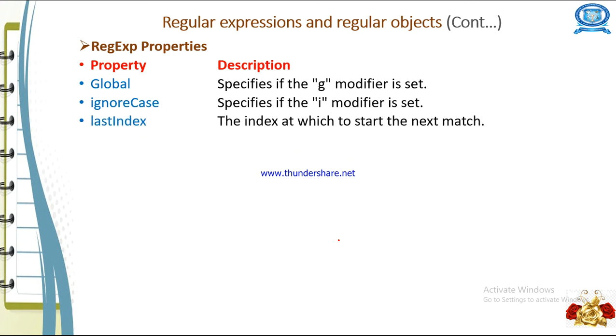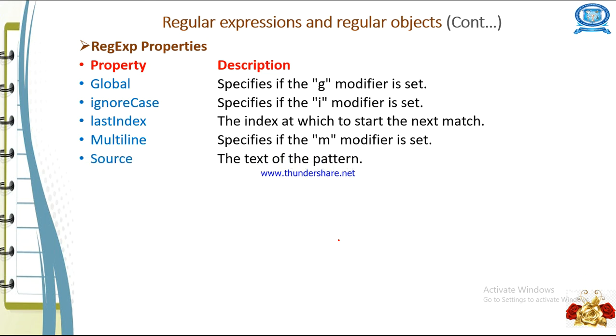Last index: the index at which to start the next match. Multi-line M, and source, the text of the pattern. So we already know global G. These are some of the properties.